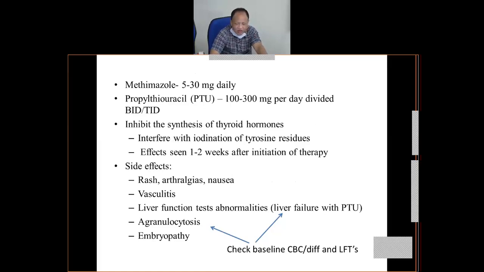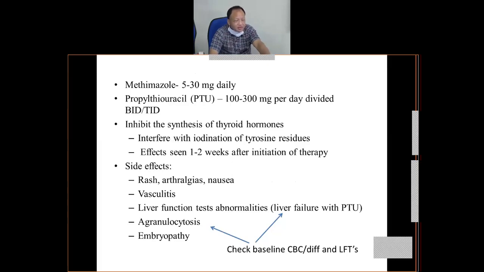The side effects that you can get with antithyroid drugs are rash, arthralgia, nausea, vasculitis, and liver function test abnormalities. Liver failure has also been reported with PTU, as well as agranulocytosis and embryopathy. Agranulocytosis means a severe reduction in leukocytes. So you have to check the baseline CBC and liver function test before starting the drugs, number one. Number two, whenever you call them for follow-up, you have to check these tests.